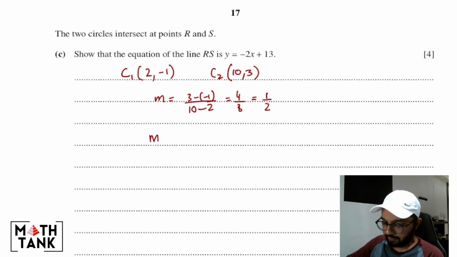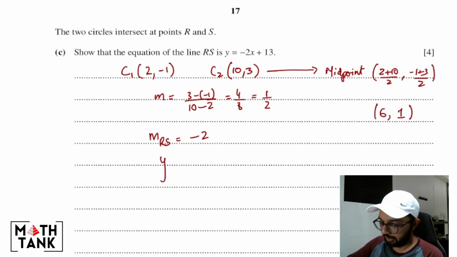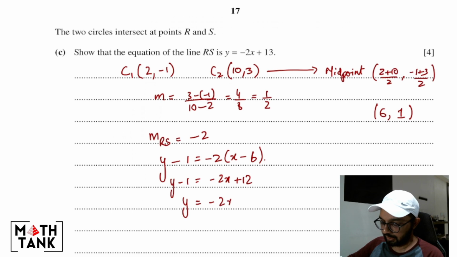The gradient of RS should be the negative reciprocal of that. It's also going to pass through the midpoint of these two centers. So I'm going to say the midpoint is ((2 plus 10) divided by 2, (-1 plus 3) divided by 2). That gives me (6, 1). So I'm going to say y minus y1 equals m times (x minus x1). So that gives me y minus 1 equals -2x plus 12, y equals -2x plus 13.